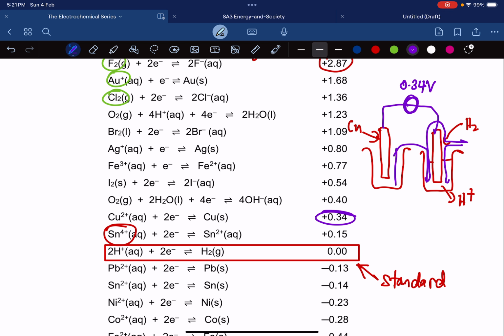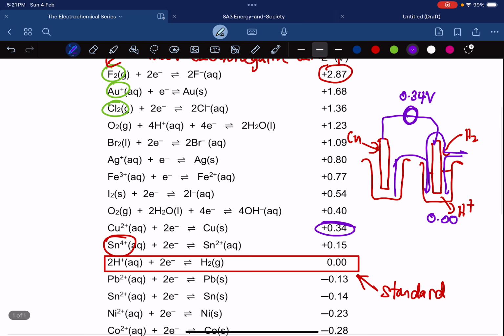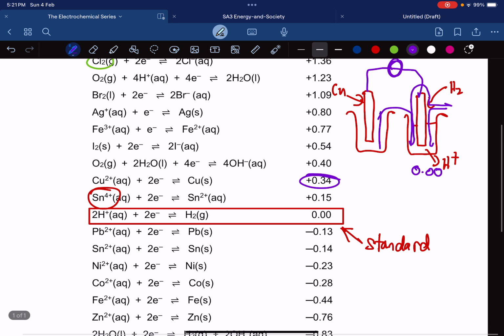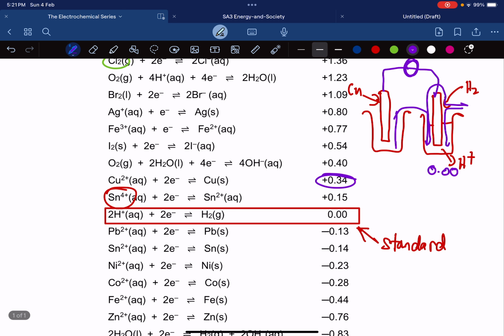We assume hydrogen is 0. That means it is taken as 0.00. So who did this? Scientists. Scientists just say, let's assume hydrogen is 0, and then we compare everything else with hydrogen. So all of this data that you're seeing here, all of this data was actually obtained by comparing each one of these elements with hydrogen.